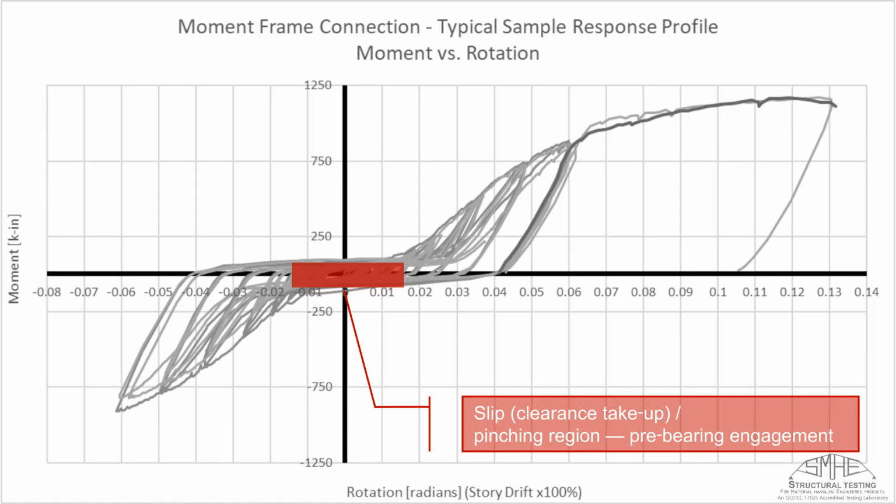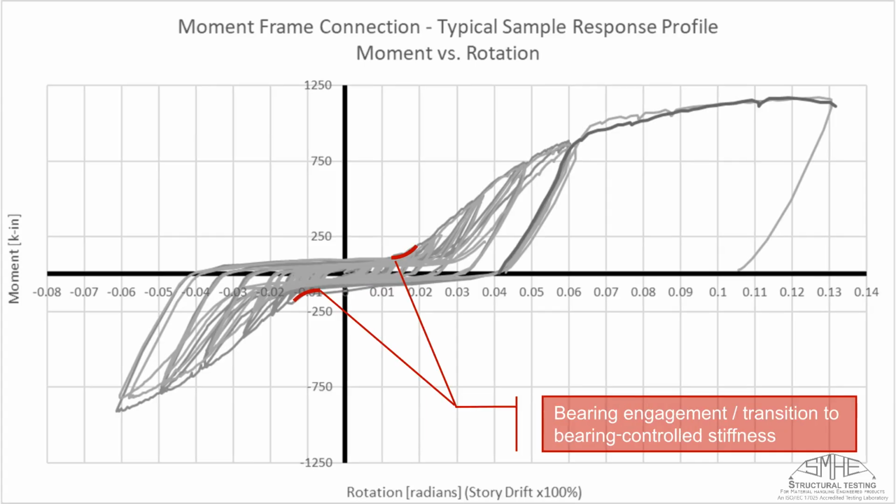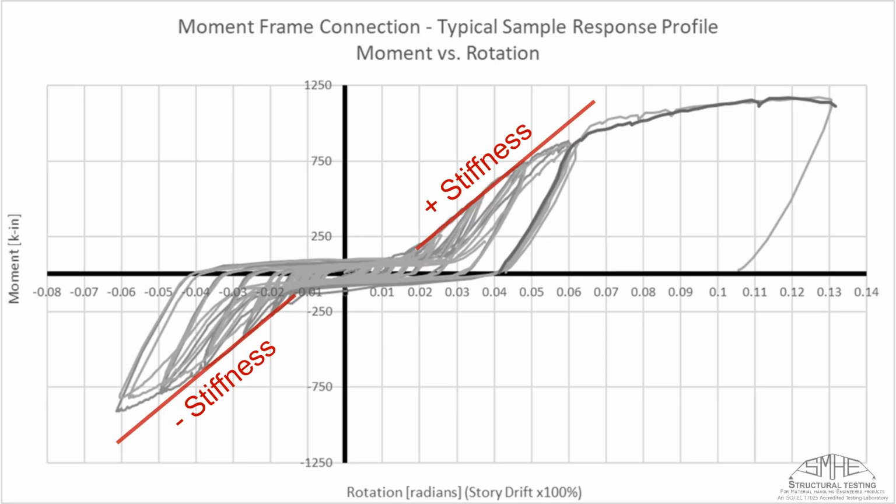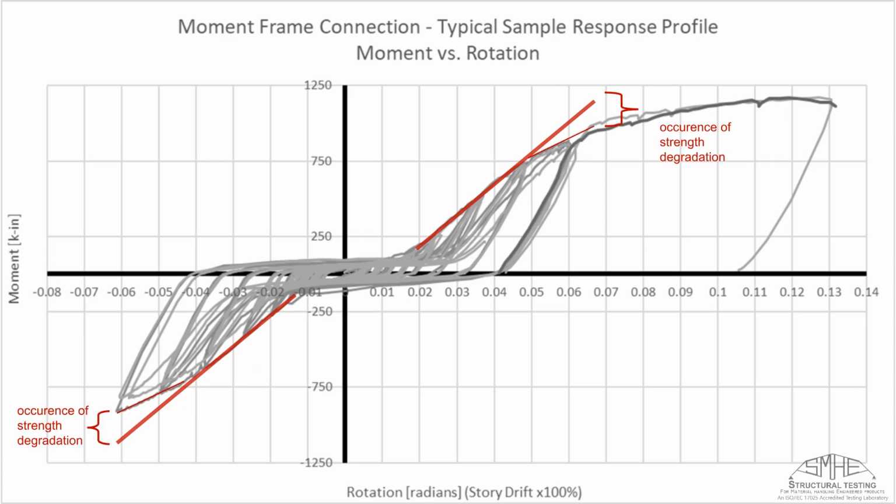Next, we identify the slip or pinching region, which corresponds to the clearance take-up and pre-bearing engagement in the connection. This area highlights the bearing engagement or the transition to a bearing-controlled stiffness within the moment frame connection. The lines indicate the positive and negative stiffnesses observed in the response profile, representing the rate of change of moment with respect to rotation. We point out the occurrences of strength degradation in both the positive and negative directions of the moment versus rotation profile.